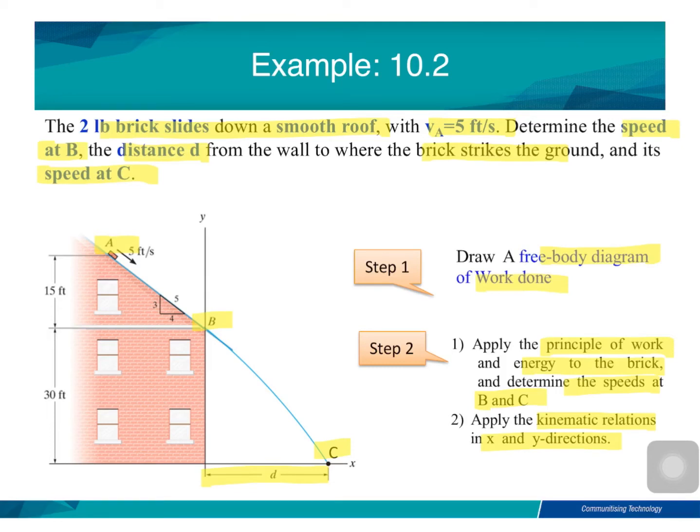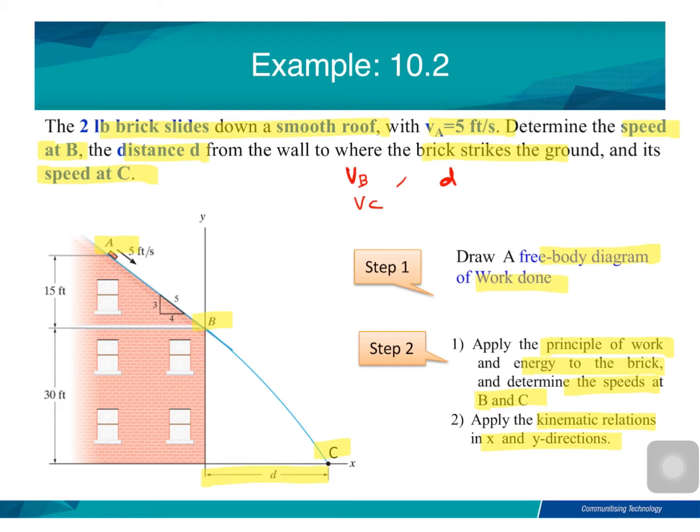Next, example 2.10.2. So we have a 2-pound brick sliding down a smooth roof with VA equal to 5 feet per second. Determine the speed at B, the distance D from the wall to where the brick strikes the ground, and its speed at C. So you have the speed VB, then the distance D, and then the speed at C.